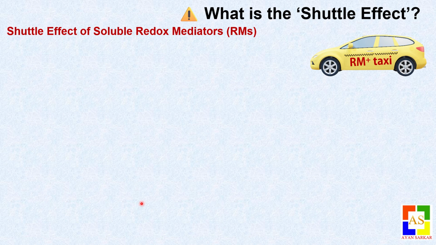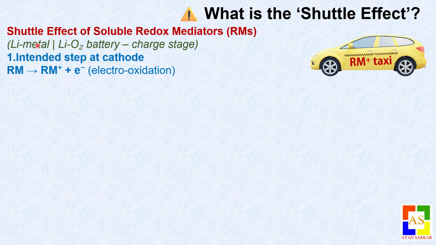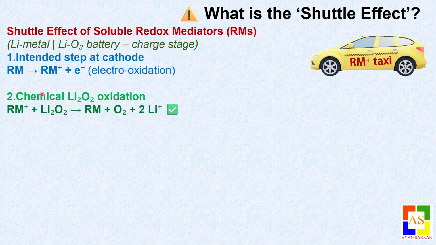Now, what is the Shuttle effect? The Shuttle effect of soluble redox mediators. Let's see what the Shuttle effect is. We are considering the charging stage of a lithium-oxygen battery. The first case is the intended step at the cathode: the redox mediator will be oxidized to redox mediator plus, and this Rm+ will chemically react with Li2O2 and get back to its original state, that is Rm, and we will get oxygen and lithium ions.